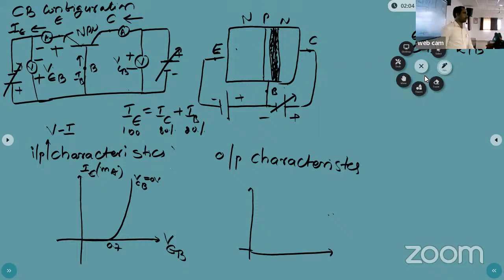Okay, now VCB I am keeping at 2 volts. What will happen in the input characteristics? At 0 voltage, the normal width is whatever it is, and this will also be the same, right? At 0 volt, it starts at 0.7 volt. Now after the increase, the base width has decreased. Okay, now I am applying the input bias voltage.